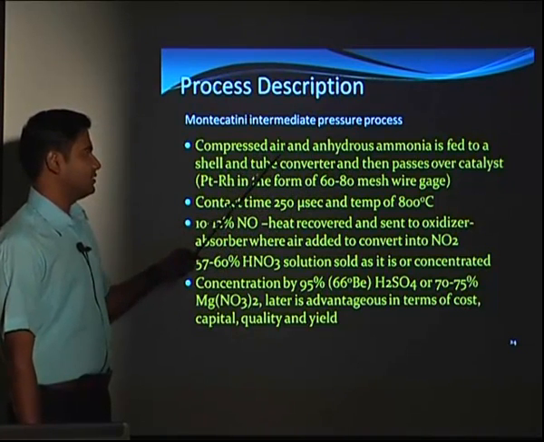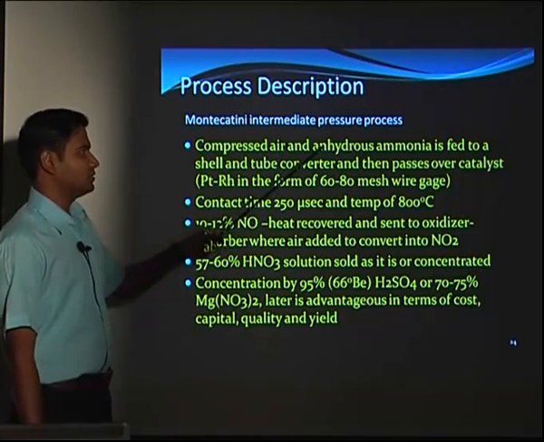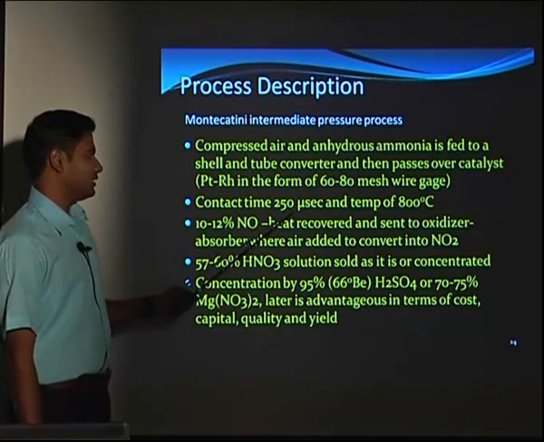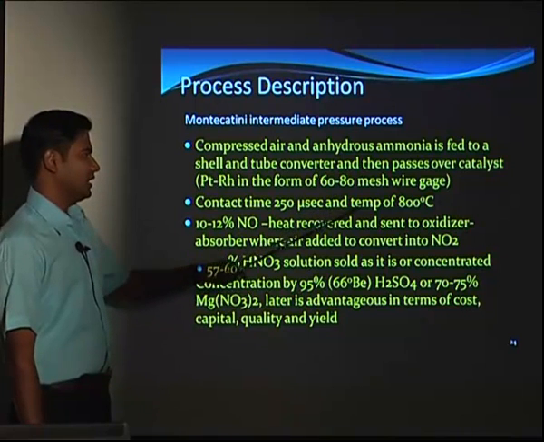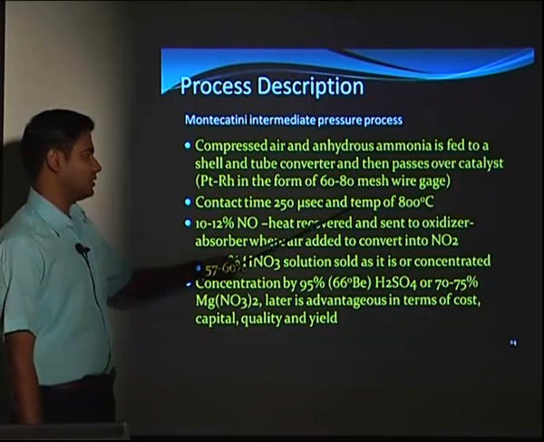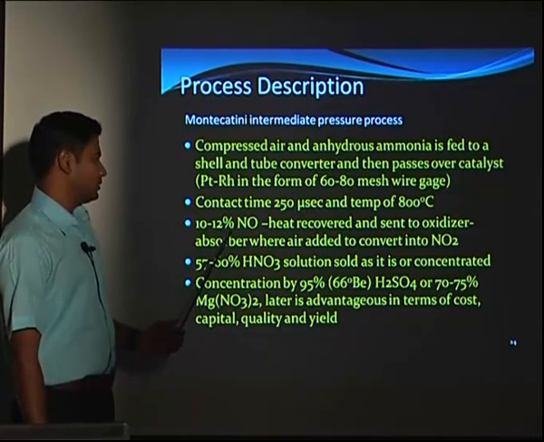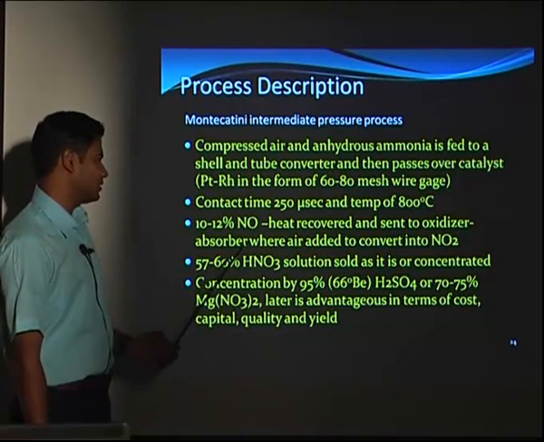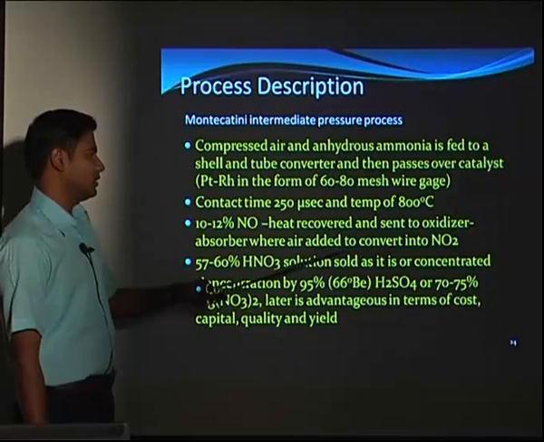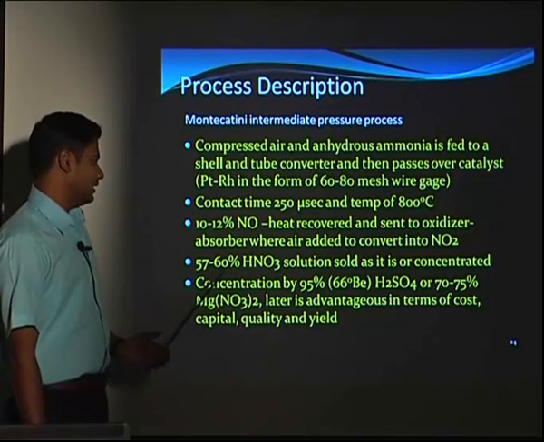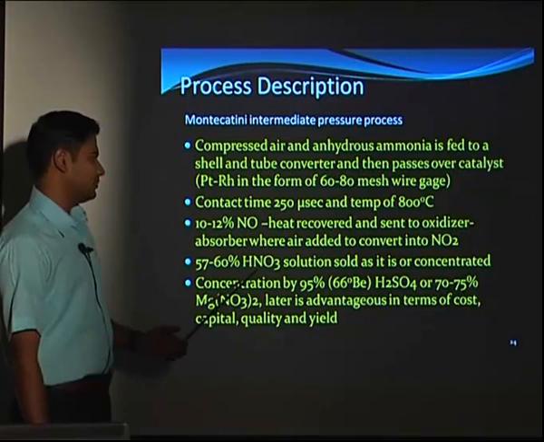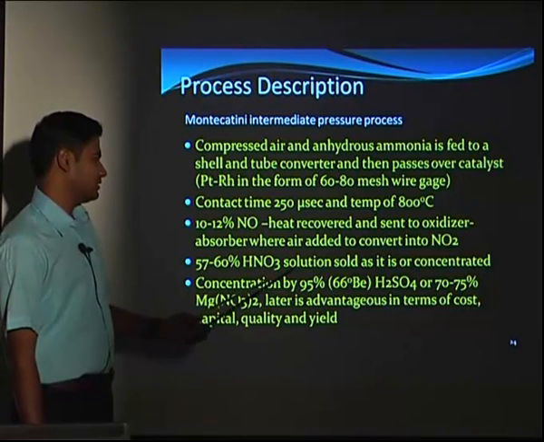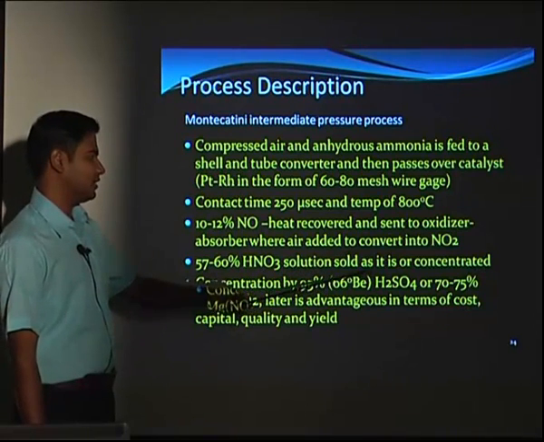Generally it takes compressed air and anhydrous ammonia, and the oxidation takes place over the platinum rhodium catalyst. The contact time is around 250 microseconds and the temperature around 800 degrees Celsius to get NO. Then 10 to 12% NO is formed, and heat is recovered and the gas is sent to the oxidizer absorber, where air is added to convert it into NO2. Then that NO2 can be converted into nitric acid by use of water. The 57 to 60 degree Baume HNO3 solution is sold as it is or concentrated.